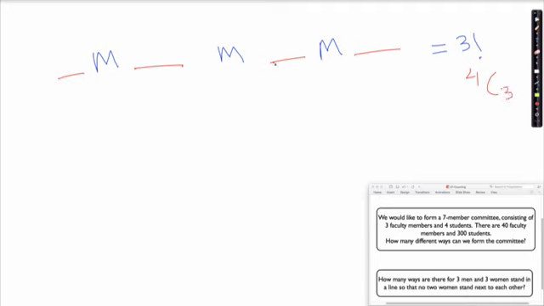Once you have selected the 3, for example, let's say we select this one and this one, then we need to put the women there. And again, there are going to be 3 factorial ways of putting the women in the different slots. So in that case, the final answer is going to be a multiplication of these numbers. And we get the total number of possibilities to arrange 3 men and 3 women so that no 2 women stand next to each other.